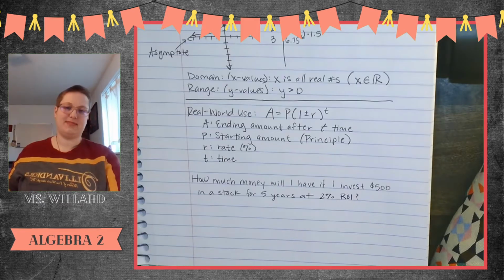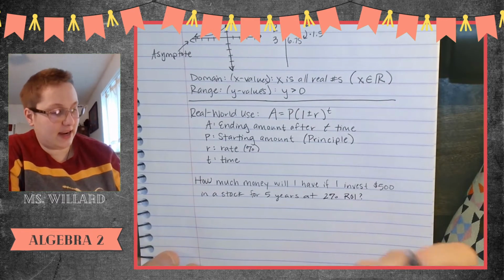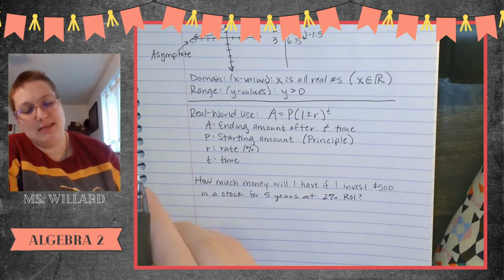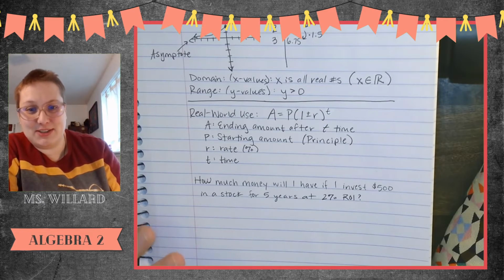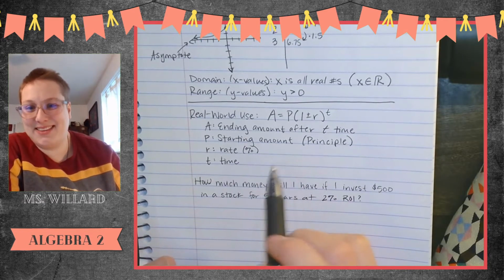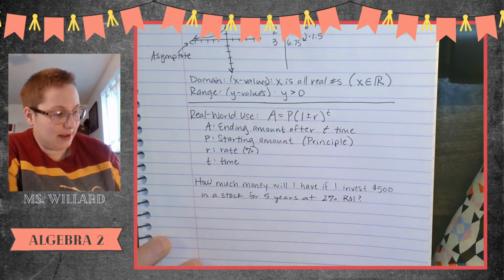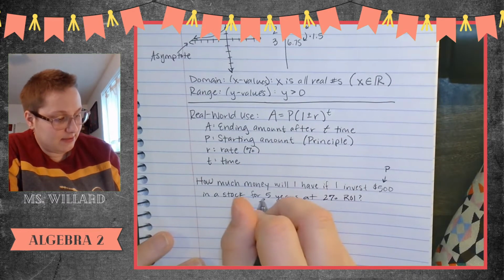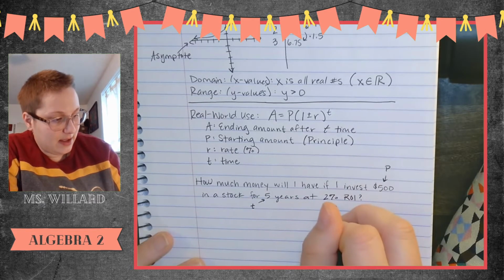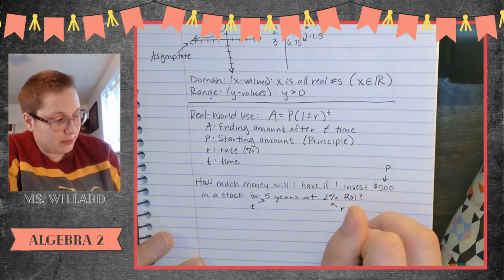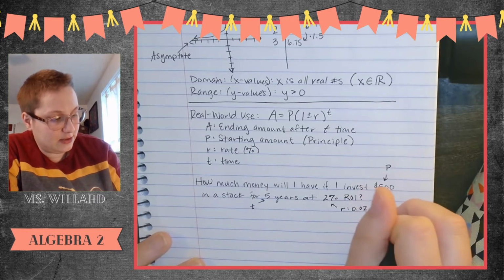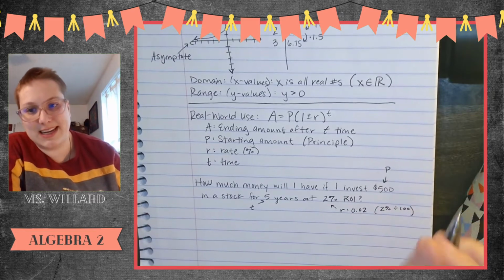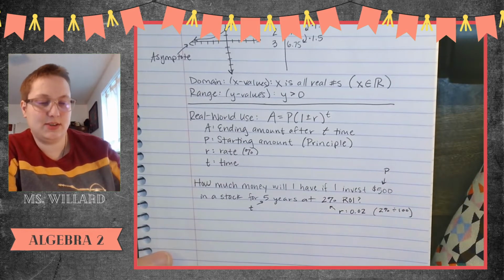So how much money will I have if I invest $500 in the stock for 5 years at 2% return on investment? That might be wrong. I'm not actually a financial advisor, but I can do the math. So let's figure it out. I don't know A, but this is the amount that I'm starting with. That's P. 5 is time. And then my R will be 0.02 because I take 2% and I divide it by 100 because it's percent. It's fine. Don't worry about it.